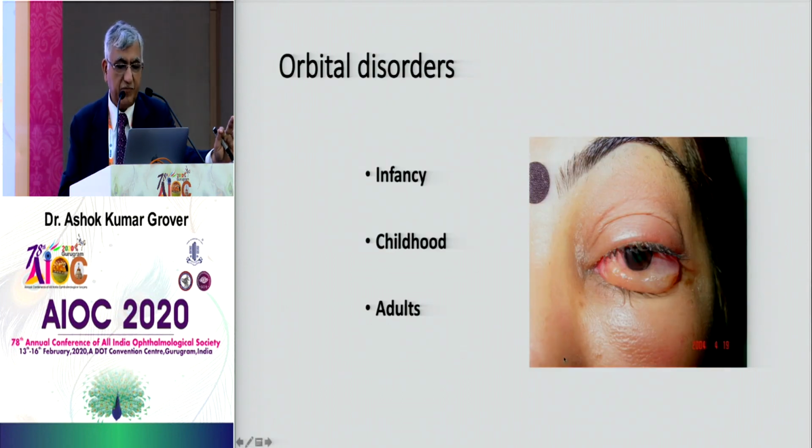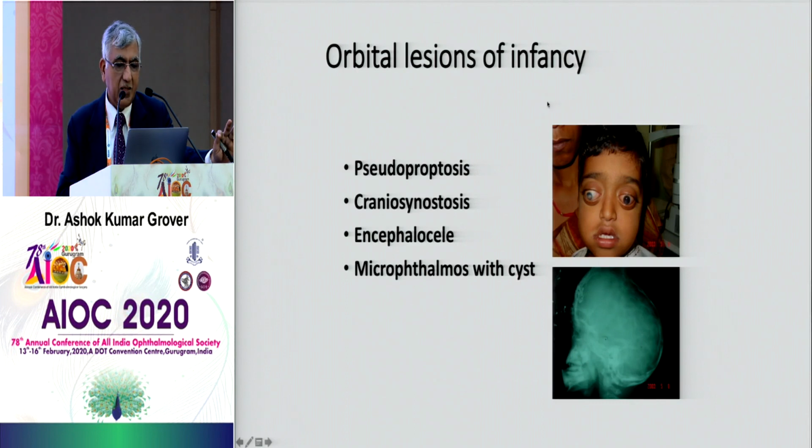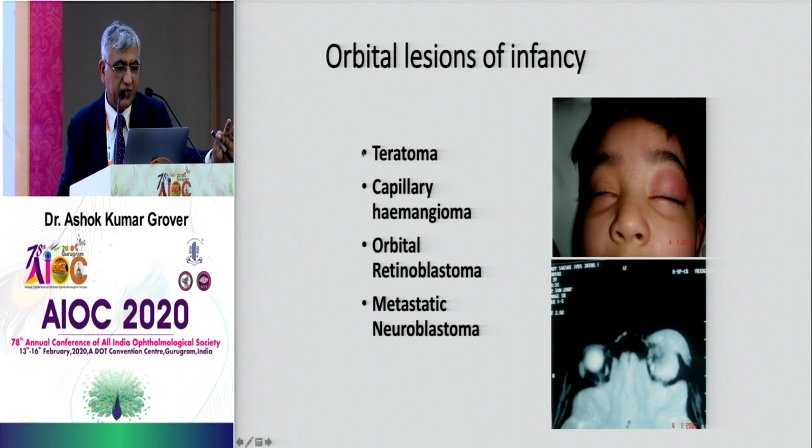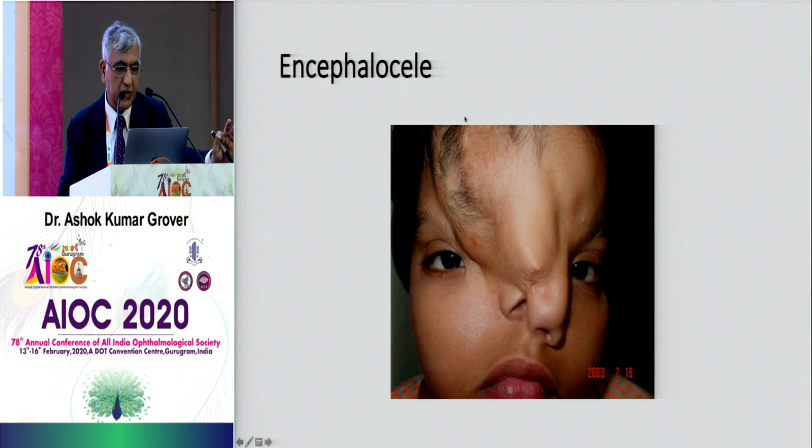Let's look at some of the tumors in different age groups. Let's look at the spectrum of tumors or conditions which affect infancy, childhood, and adults before we go on to the surgical management. In infants, you need to look at conditions such as craniosynostosis, where you have changes in the orbital structure because of the craniostenosis, premature closure of the sutures, encephalocele or meningoencephalocele, and microphthalmos with cyst again may be a presentation. You may have teratomas, capillary hemangiomas, metastatic retinoblastomas, and orbital retinoblastomas. So these are the conditions which present in early infancy or childhood. Now this is an encephalocele here.